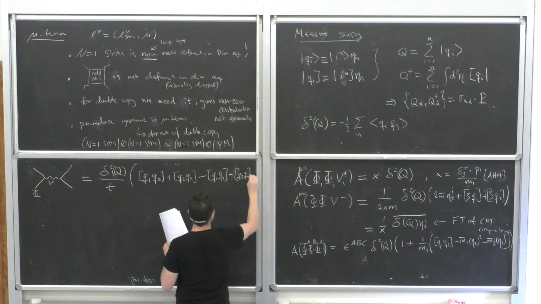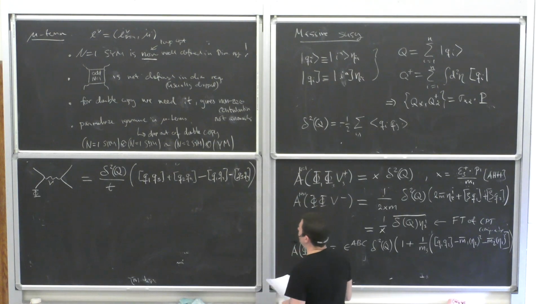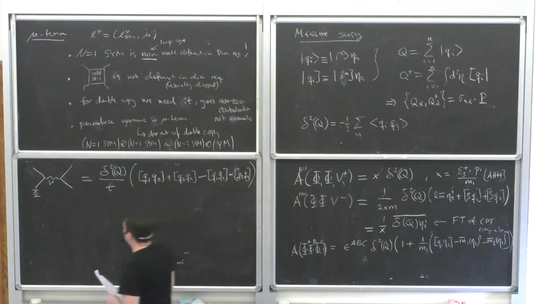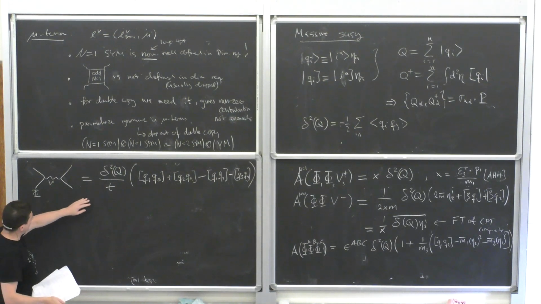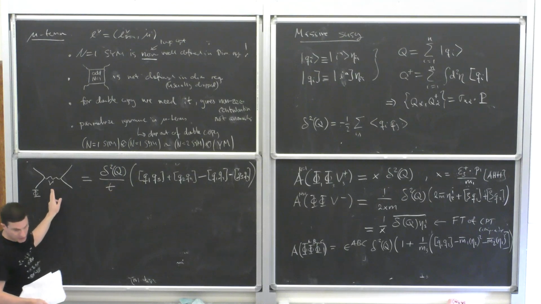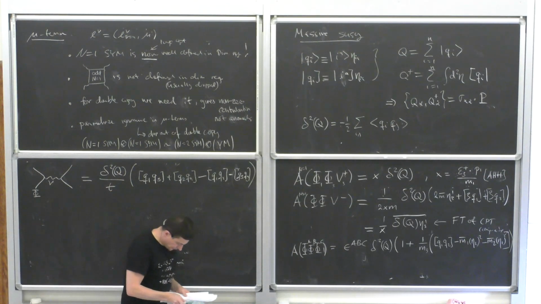Q4. Okay, that's the full answer. So in this case, supersymmetry does not cause any non-localities. I mean, the only non-locality is, of course, just the pole, which should be there. But otherwise, it's very simple.